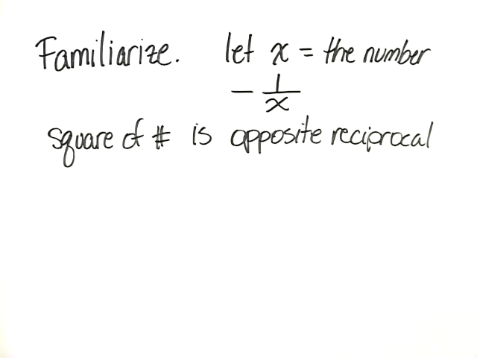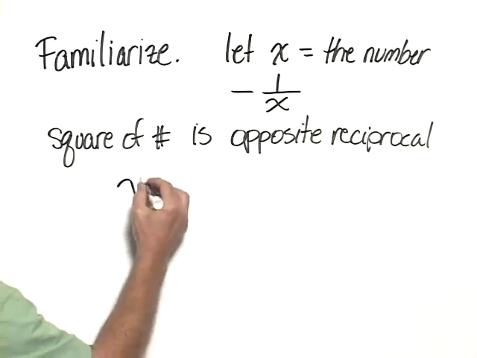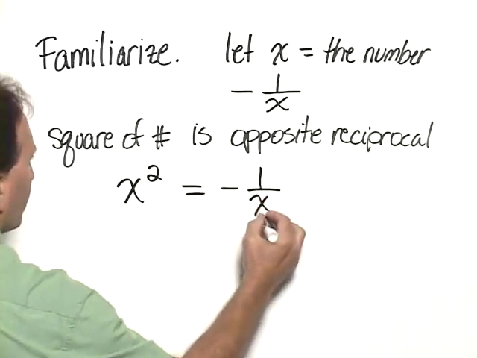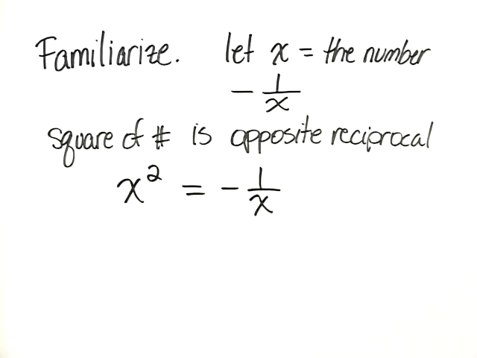So step 2 in the process is to translate that into a mathematical statement. The square of the number is x squared. Becomes equals. The opposite reciprocal, we've already said, looks like that. And so now we have a rational equation.